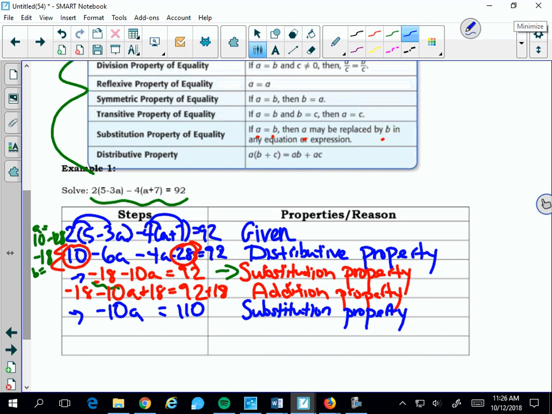And then my last step, I'm going to say, okay, negative 10a divided by negative 10 equals 110 divided by negative 10. And I know that's the case because of the division property.